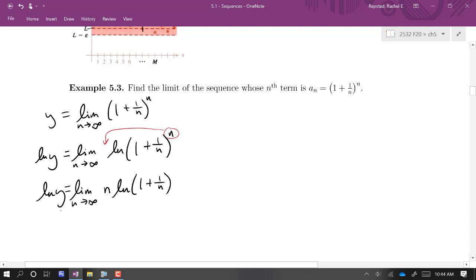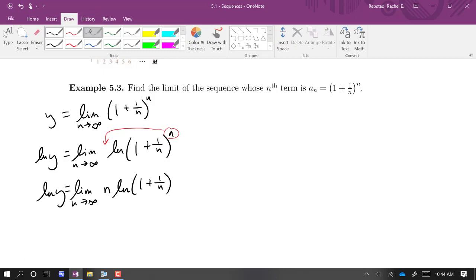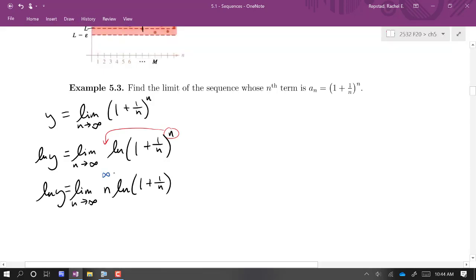So we want to evaluate this limit. Now, remember what we did at the end of the last chapter? One of the things is how we evaluate these limits. Notice if I let n grow without bound, this factor of n approaches infinity. Here, if n grows without bound, 1 plus 1 over n approaches 1, and ln of 1 is 0. So this is an indeterminate form.